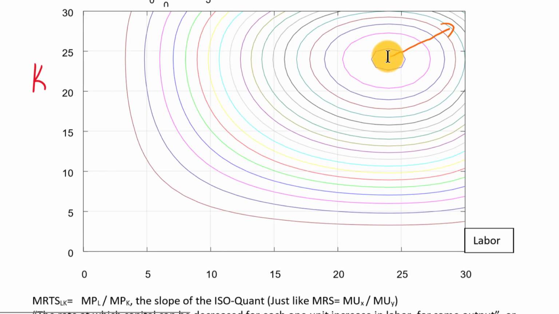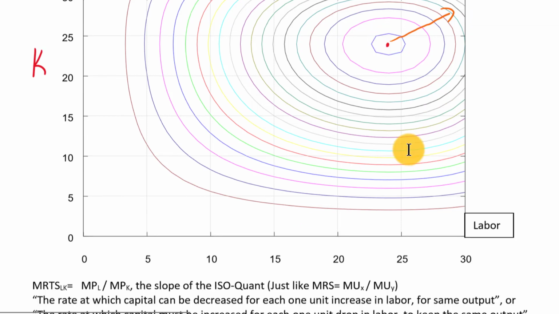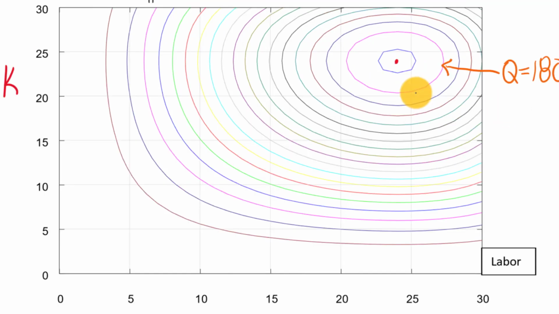Now the first thing I want to point out in this diagram is when we're looking for optimum points in a situation like this, I want you to consider these 2 points. Suppose we wanted to produce, let's see, this is 190, 180, 170. Let's look at 2 different ways to produce 180 units of output.